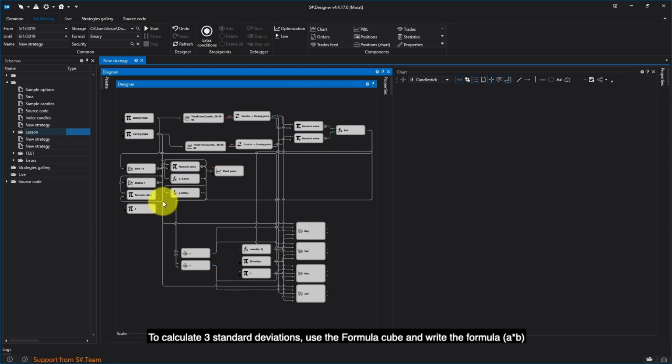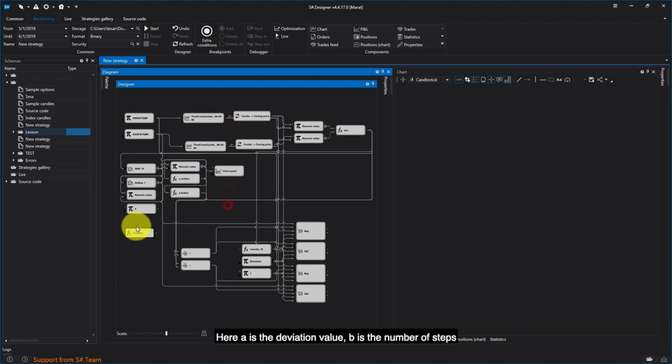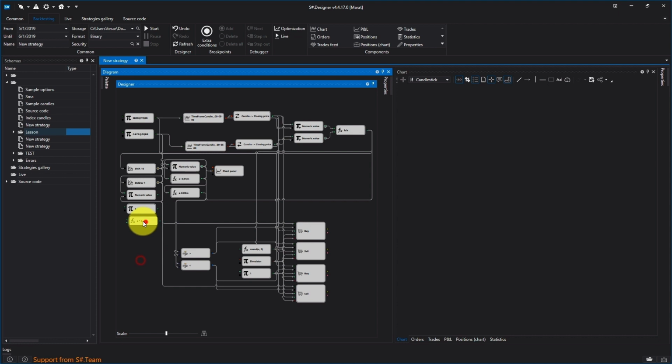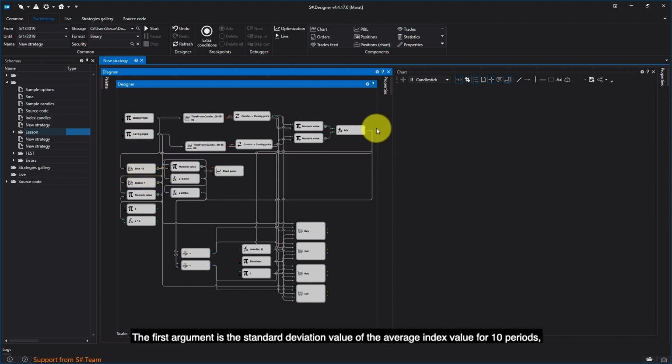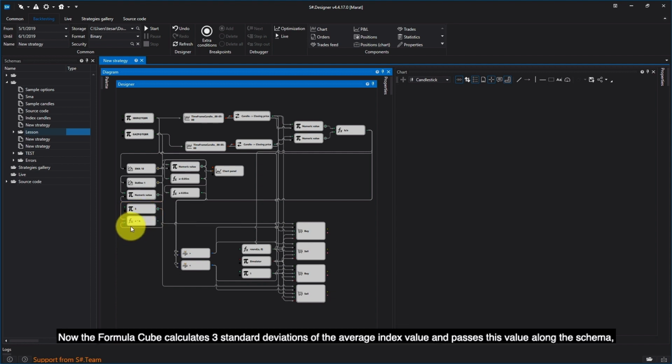To calculate 3 standard deviations, use the formula cube and write the formula A times B. Here, A is the deviation value, B is the number of steps. Connect the cubes. The first argument is the standard deviation value of the average index value for 10 periods. The second is the number of steps that we use in pyramiding. Now, the formula cube calculates 3 standard deviations of the average index value and passes this value along the schema.